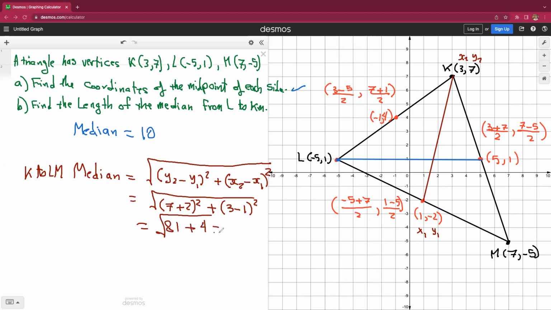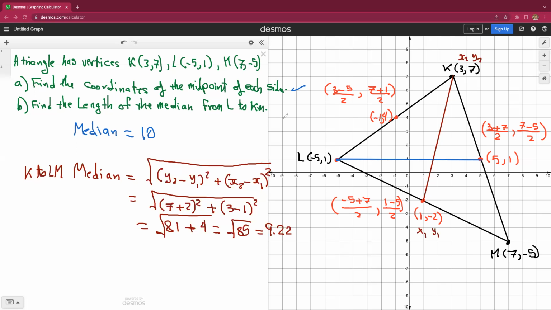And now we get the square root of 85. And the square root of 85 equals 9.22 if you want to round it up to 2 decimals. Yeah. Now I'm going to explore one more thing with you, which brings us back to Pythagoras.